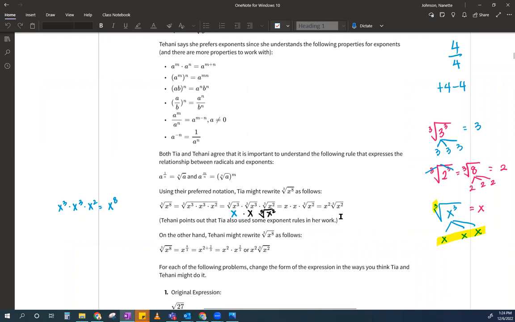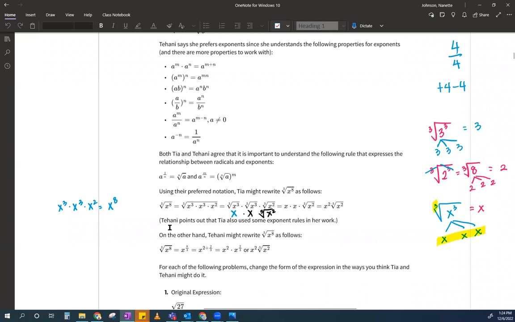Very good. So I'm going to tell you a couple places where people mess up. Number 1, they'll forget to put this tiny little 3 there. They think it's not important. It's important, right? That tells me how many are in a set. Okay. So this is Tia's way.